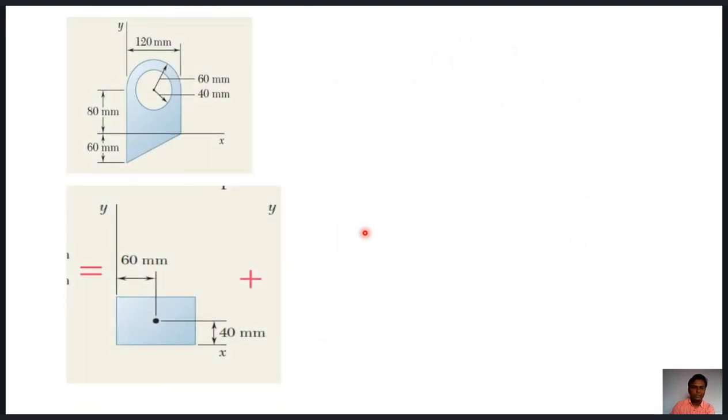Now first we'll take this rectangle whose size is 120 by 80, so we can easily find its area. Its area is 120 into 80, so you will get 9600 millimeters square. The next thing is that we have to locate the centroid of this rectangular area from the given x and y axis.